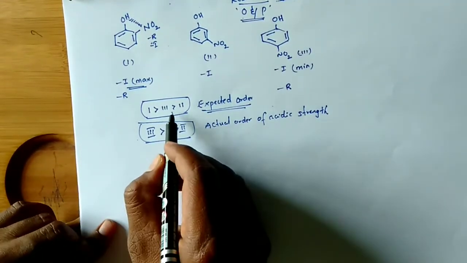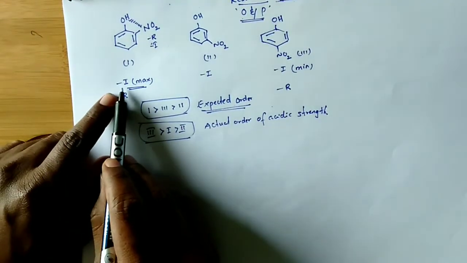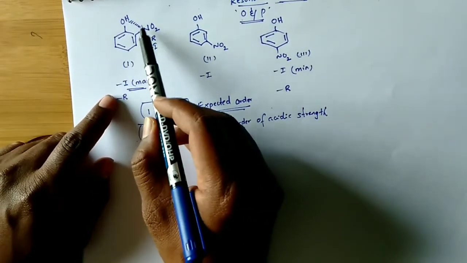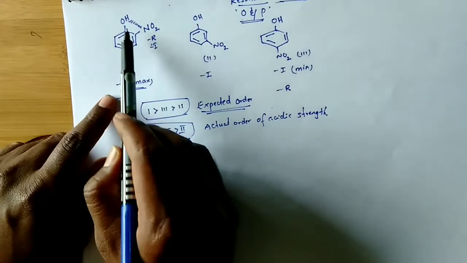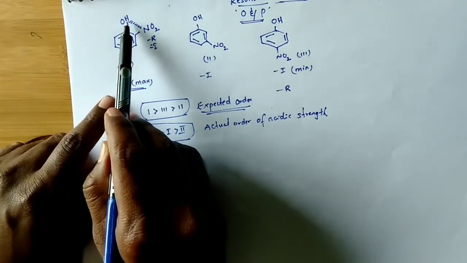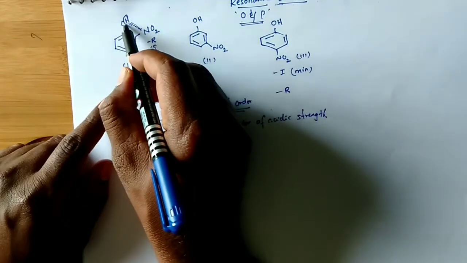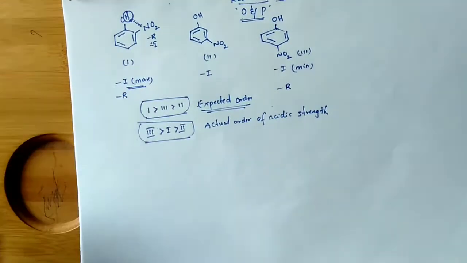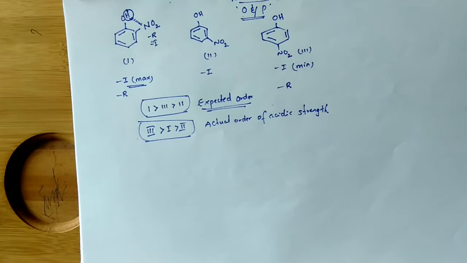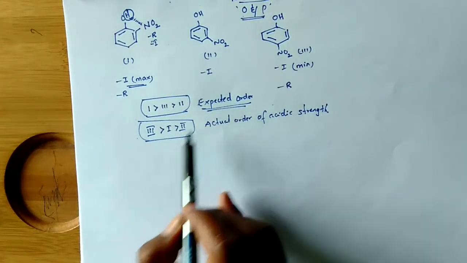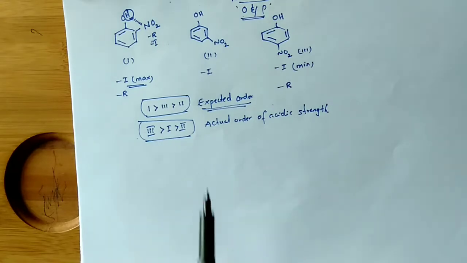Okay, this is the expected order. We expect it generally because minus I effect is maximum here, but here the hydrogen bond is predominating. Due to this hydrogen bond, this ortho substituted phenol will show less tendency to furnish the H plus ion, means it shows less acidic nature. Okay, so these two exchanges, this is the expected order, this is the actual order, right?